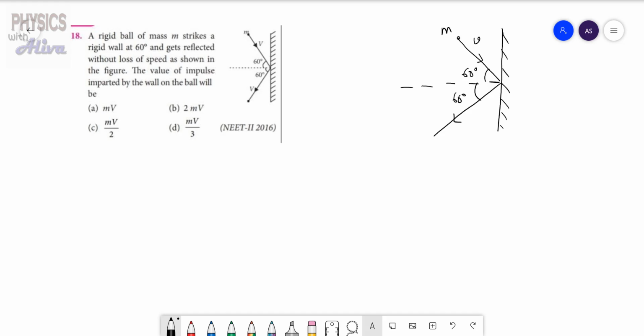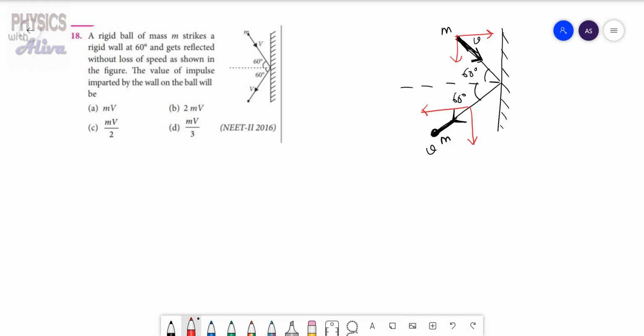So we know mass into velocity equals momentum, right? So this is the momentum vector also. Initial momentum vector, and this is the final momentum vector, right? Mass is m. So now we can resolve the momentum vector in two components. This is one component and this is another component, right? And we can also resolve the final momentum vector in two components.